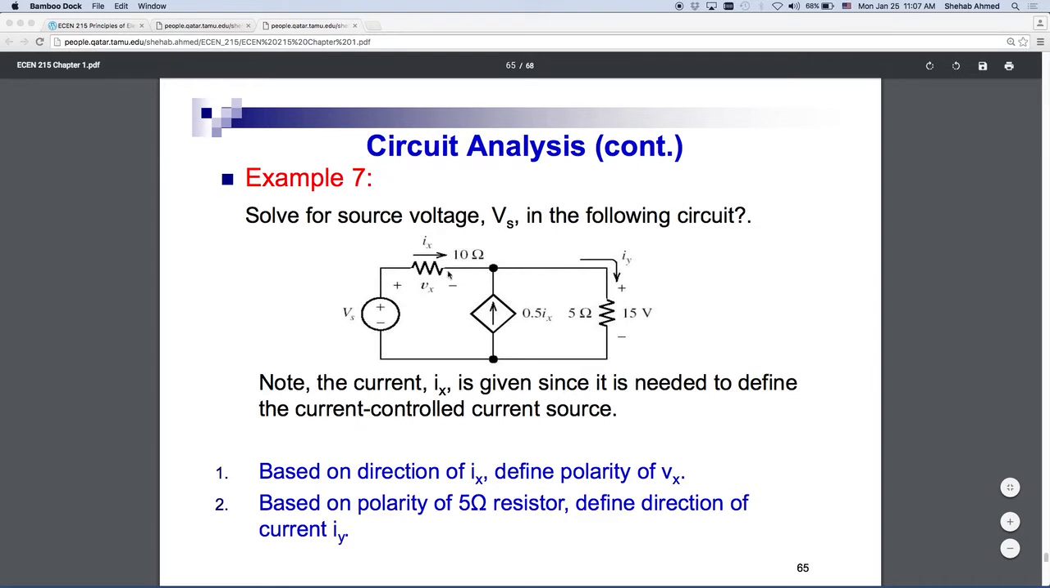Exactly. So, which is the missing thing that we wanted to find. One second.